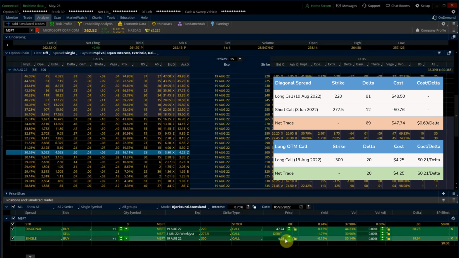The next question you might ask is, if that's the case, should I just enter the strike price that has the lowest delta as possible to get the lowest cost per delta? The answer is actually no, and there are two reasons for that.